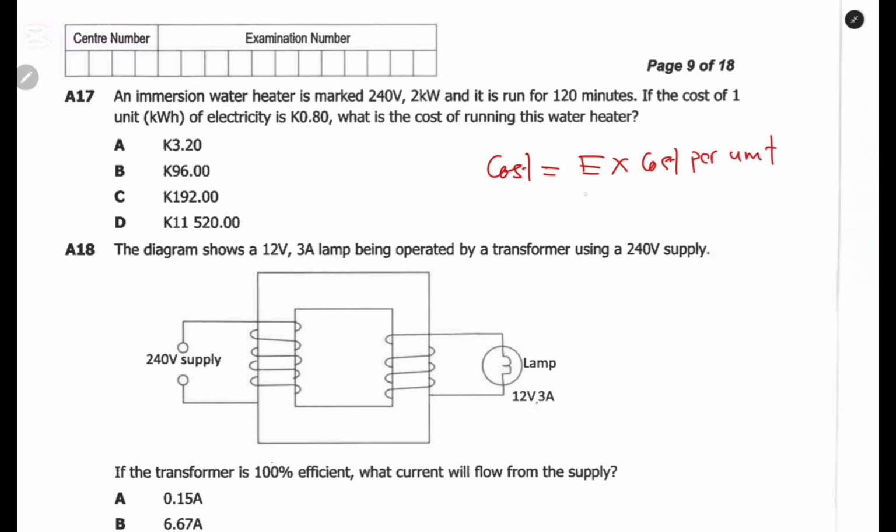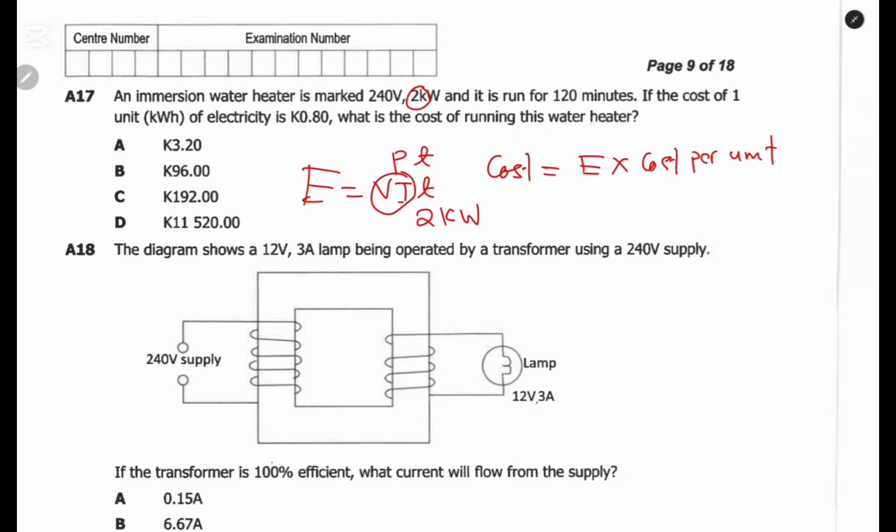In this case we need to calculate energy, and energy is equal to VIt, which is power times time. Time is supposed to be in hours. We are already given power, which is 2 kilowatts. Take note, power is supposed to be in kilowatts, then time in hours. So we have already power, which is 2 kilowatts.